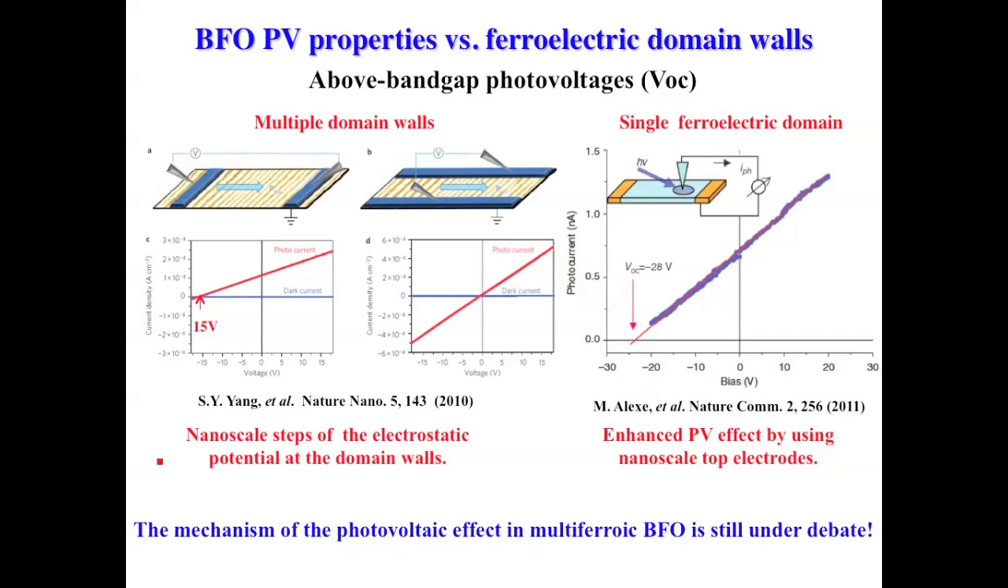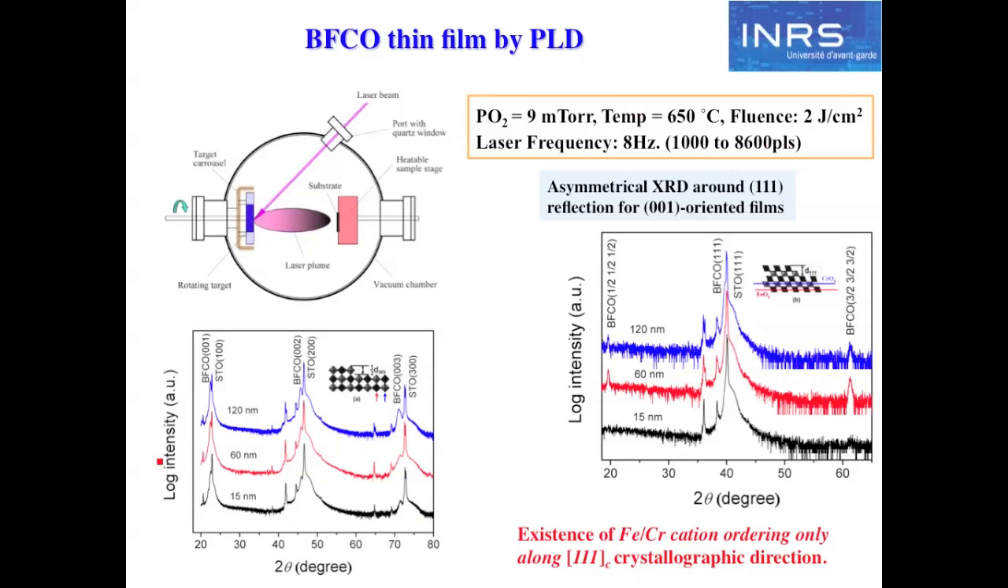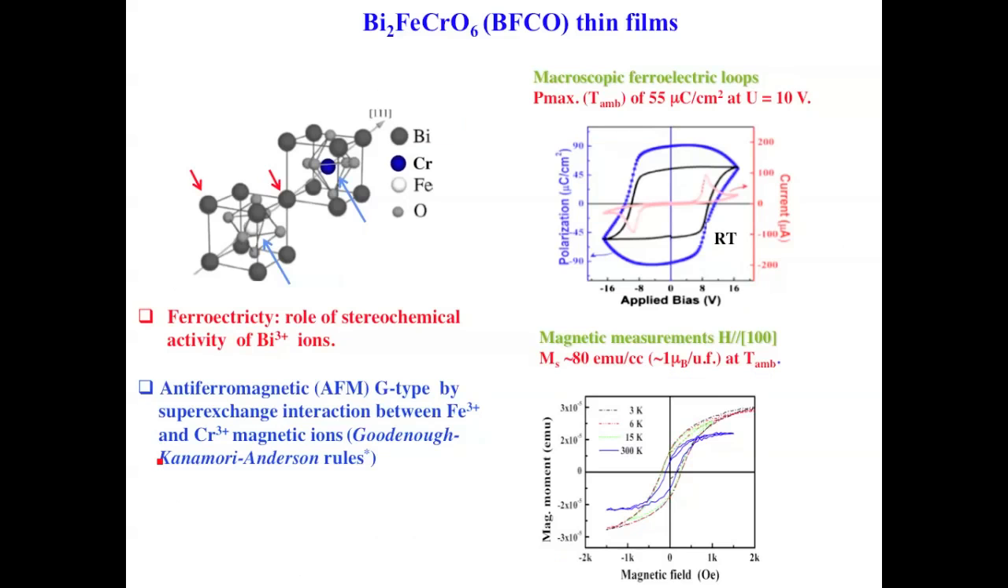So today we'll discuss the BFCO case. BFCO is a double perovskite structure, which means two cubes sharing the same corner here, and the ferroelectricity is due to the displacement of the bismuth ion.